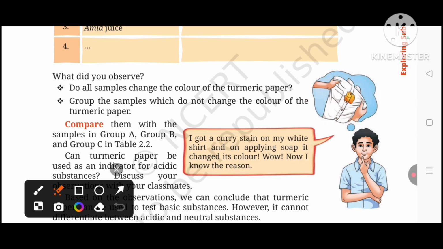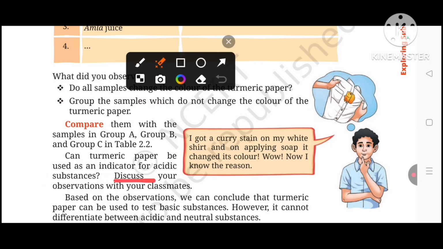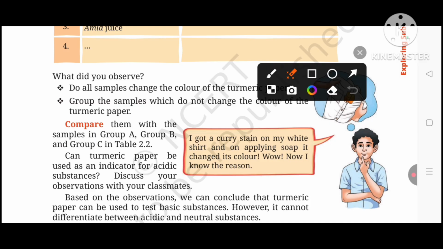Compare them with samples of Group A, Group B and Group C in Table 2.2. Can turmeric paper be used as an indicator for acidic substances? Discuss your observations with your classmates. Suppose you have samples of tap water, lemon juice, and soap solution. We know that the soap solution is basic in nature, lemon juice is acidic in nature, while tap water is neutral.